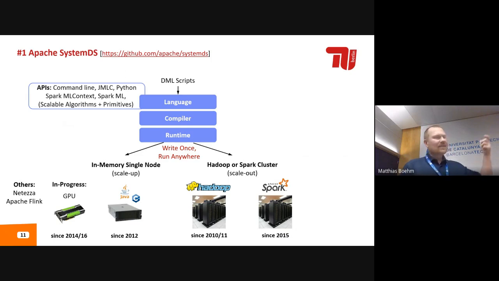So what it does is it takes a domain script in a domain-specific language with R-like syntax, such that the burden of learning a new language is not as high, and then goes through an optimizing compiler and generates hybrid runtime plans of local in-memory operations and distributed operations in MapReduce and Spark. So it started in 2010, really with MapReduce. Nowadays, we deleted this backend and we primarily use Apache Spark for distributed operations.